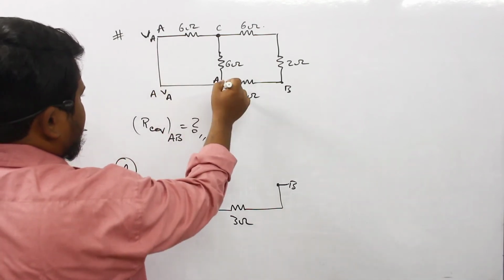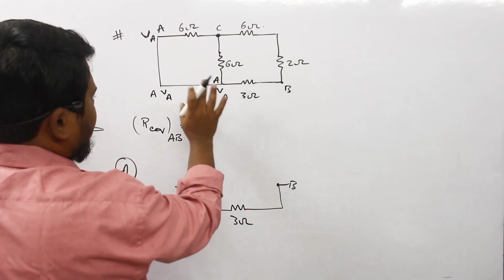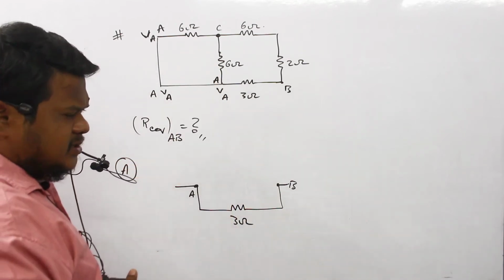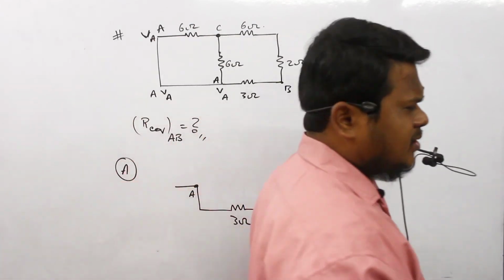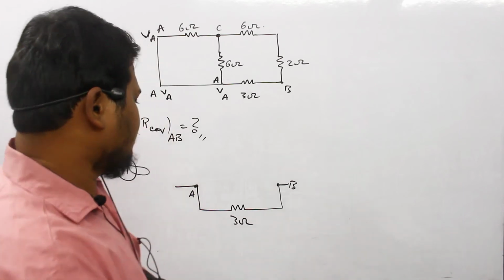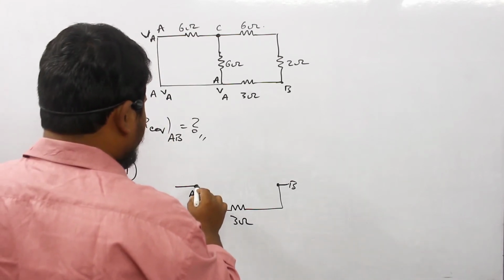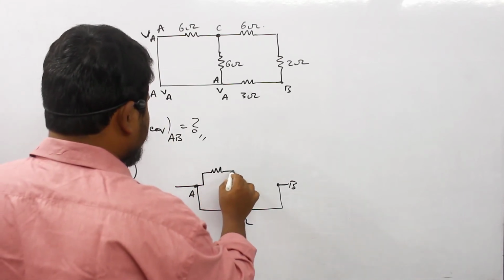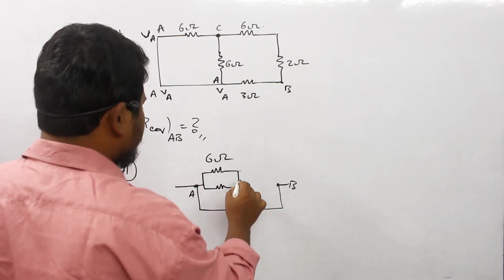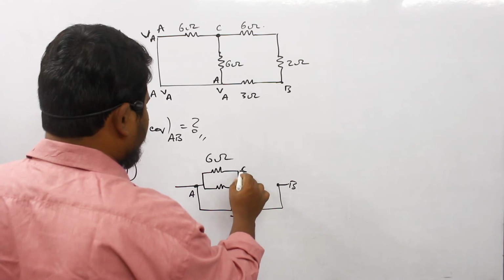So this 6 ohms and this 6 ohms, both of them are starting from point A only. Clear? So are they connected in series connection or in parallel connection? Definitely they are in parallel connection. So how can I draw a diagram of them? This is one 6 ohms resistor, this is another 6 ohms resistor, and both of them meet somewhere at point C.